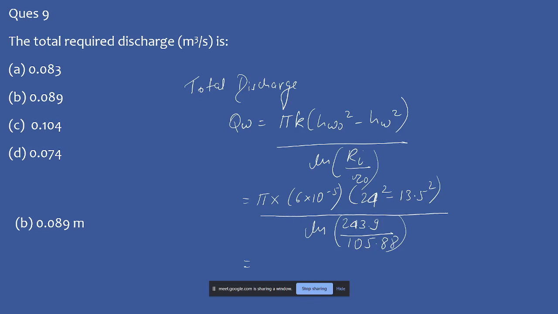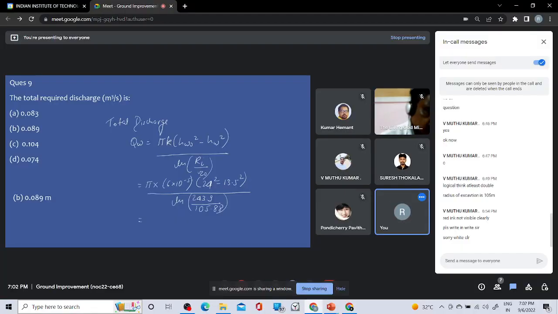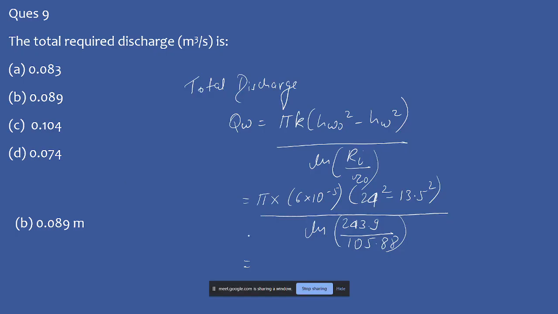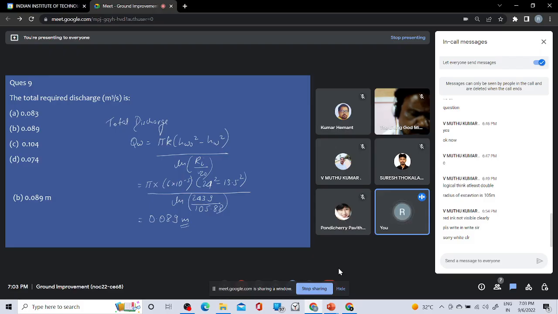I'm getting 0.018. So the answer is 0.089 meter. Any query in this?